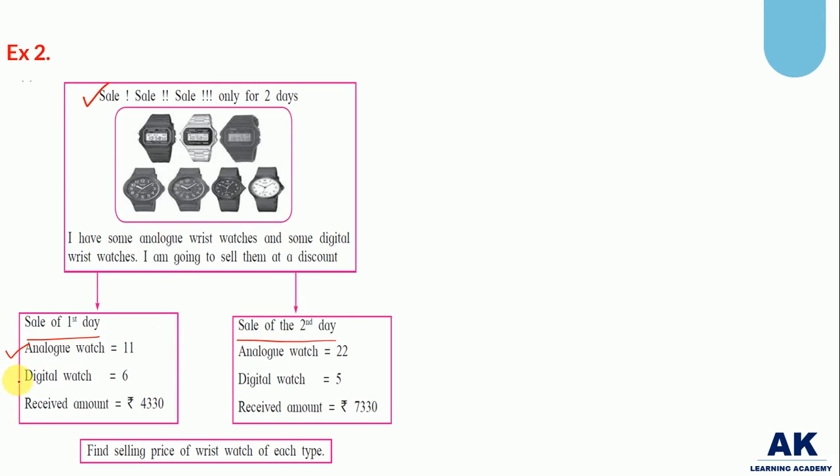On the first day, the number of analog watches sold is 11, digital watches is 6, and the amount received is 4330. On the second day, we have 22 analog watches and 5 digital watches, and the total amount received was 7330. You have to find the price of each type of watch. So let us solve this example.